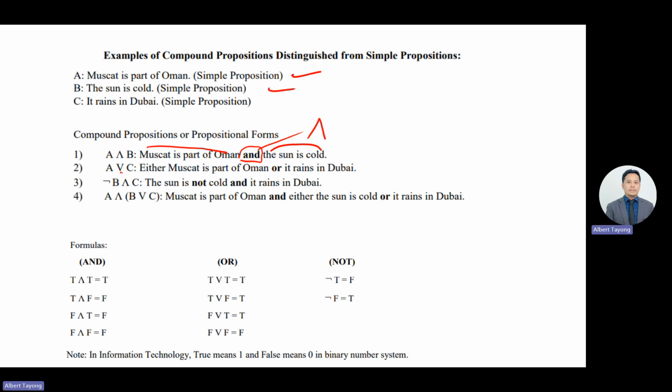The second one is using or, so either A, Muscat is part of Oman, or it rains in Dubai, that is our C. So look at the given simple propositions above. These are used to form all of these compound propositions here below. We have here not B. So the sun is not cold. And it rains in Dubai, that is our C.